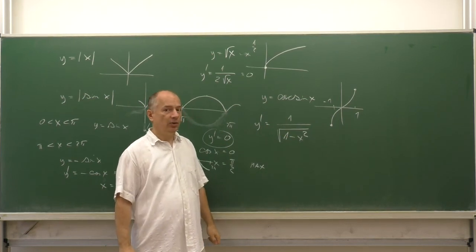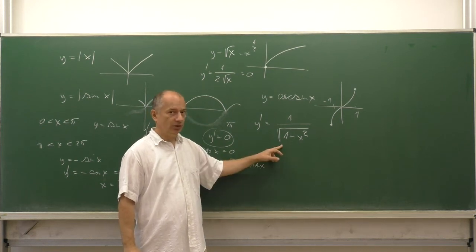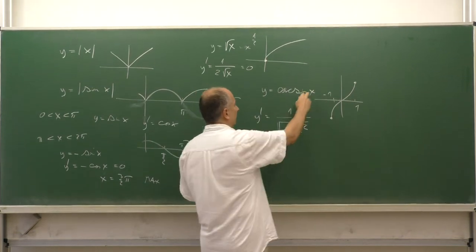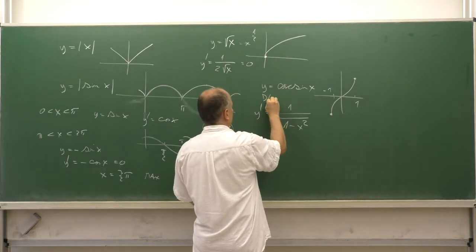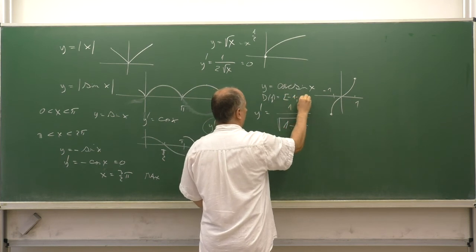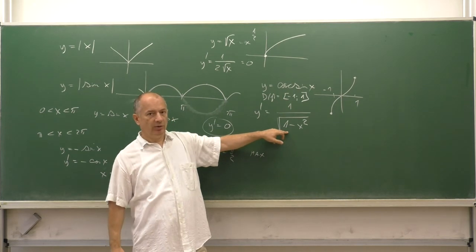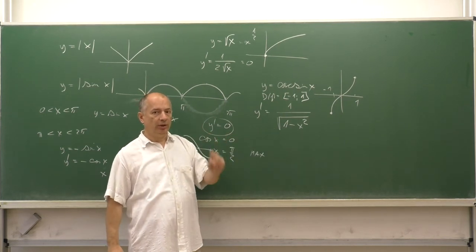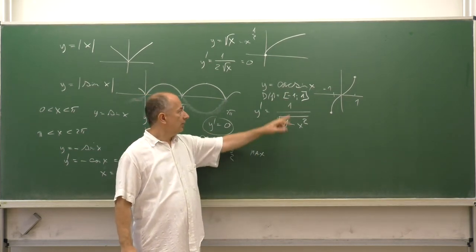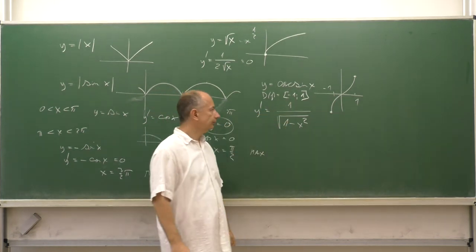But there are points in the domain of definition where this derivative does not exist. The domain of definition is the closed interval from -1 to 1. And this expression can be evaluated in the open interval only. So at -1 and +1, the derivative does not exist.